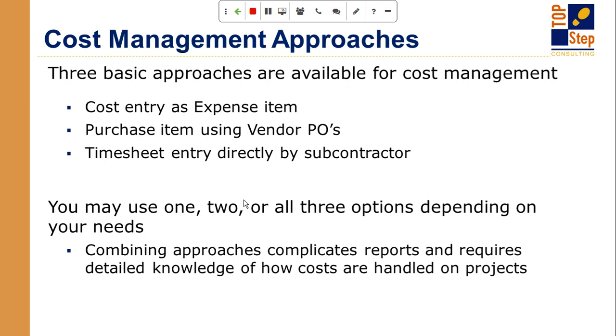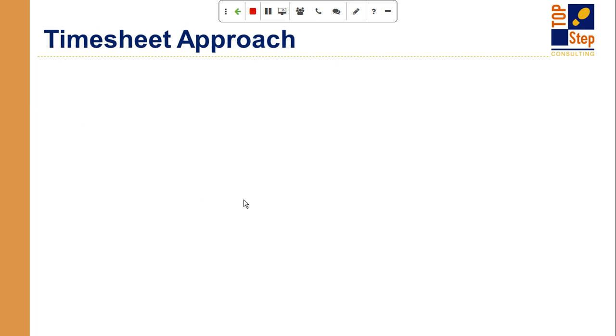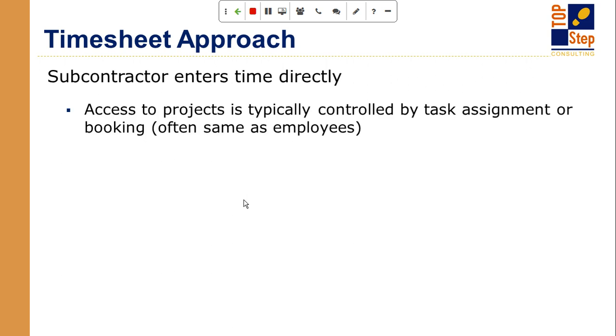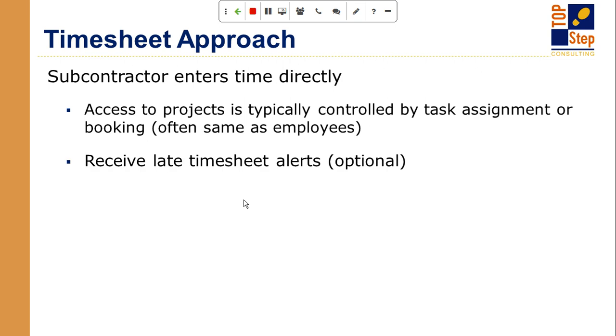Okay. But I'm going to focus on the timesheet aspect of this. From a timesheet perspective, subcontractors are often encouraged just to enter time directly into OpenAir. So they're limited to the projects they can see, just like probably many of your employees, by what they're scheduled to work on or what tasks they've been assigned. You can actually control whether they get late timesheet alerts or not. I'm going to show you the configuration options on the next slide, if you haven't noticed those.